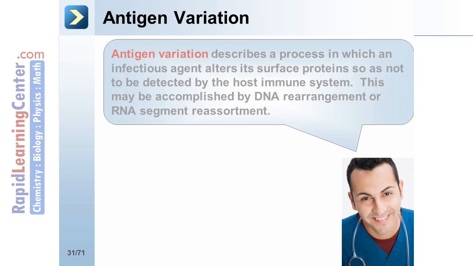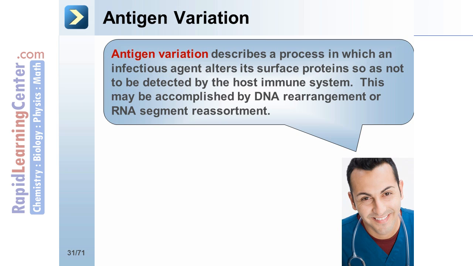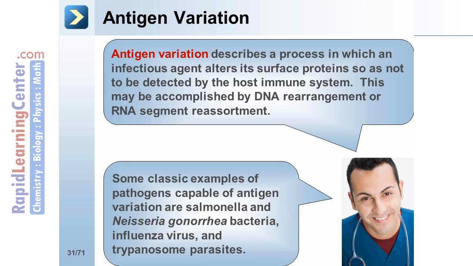Antigen variation describes a process in which an infectious agent alters its surface proteins so as not to be detected by the host immune system. This may be accomplished by DNA rearrangement or RNA segment reassortment. Some classic examples of pathogens capable of antigen variation are Salmonella and Neisseria gonorrhea bacteria, influenza virus, and trypanosome parasites.